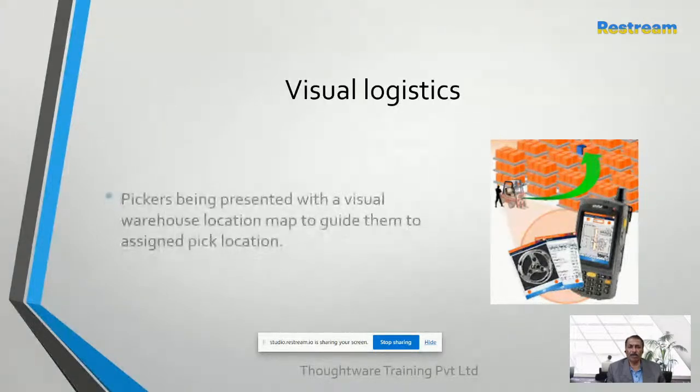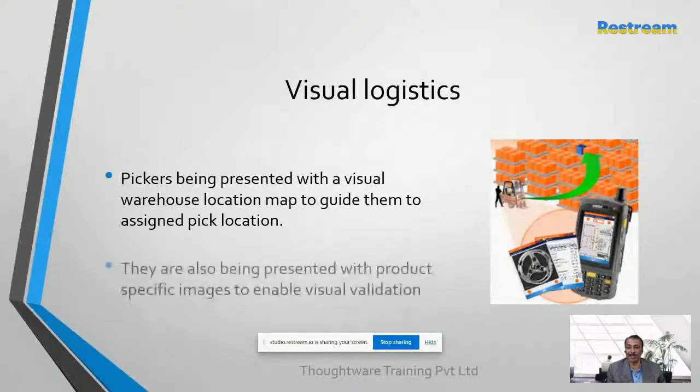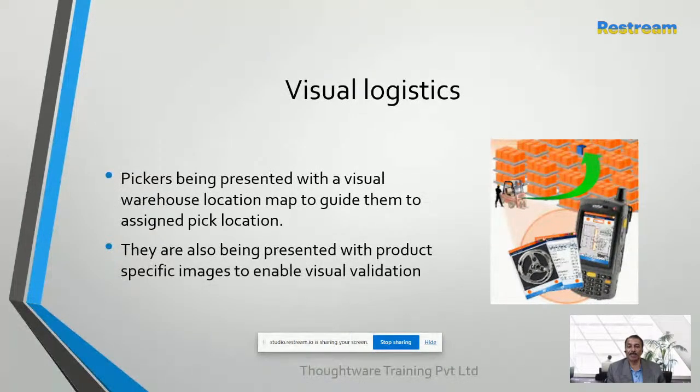So it's more of a visual picking. Pickers are presented with the visual warehouse location map to guide them to assigned pick location. They are also being presented with product specific images to enable visual validation. So you can expect all this method could result in higher security, higher accuracy.